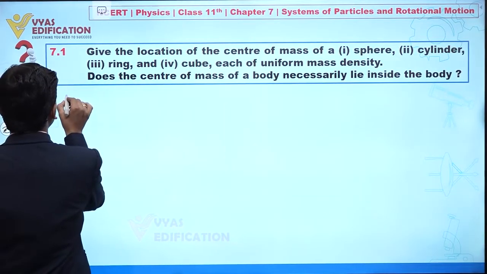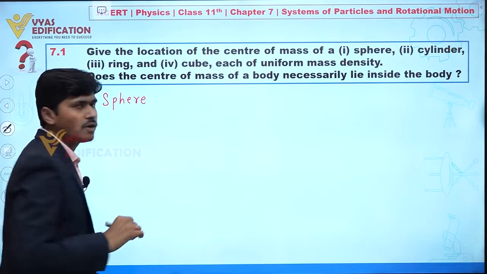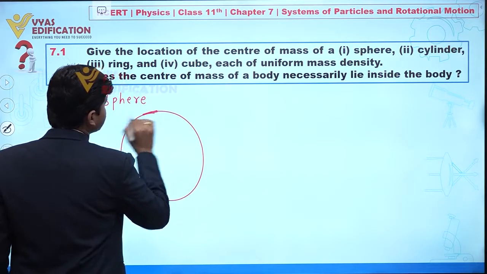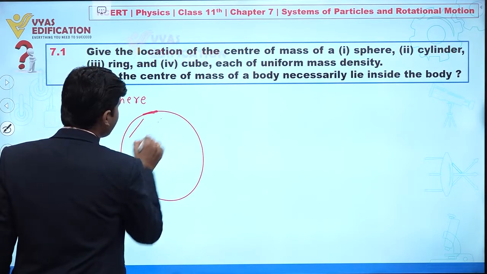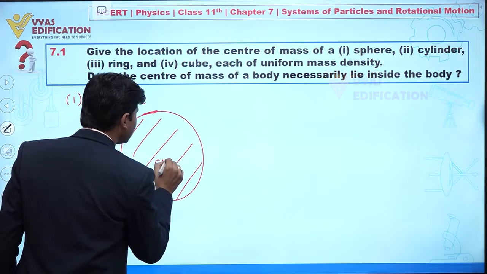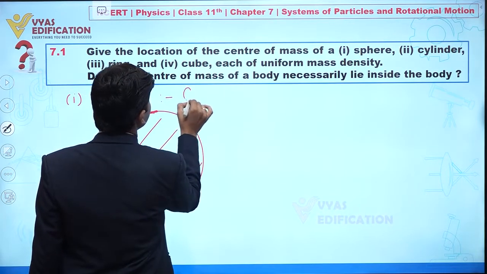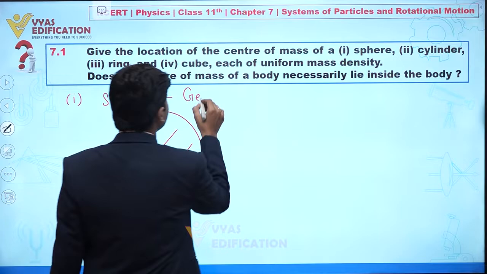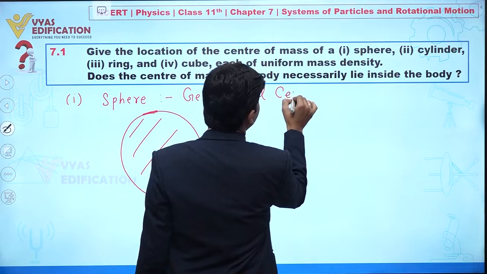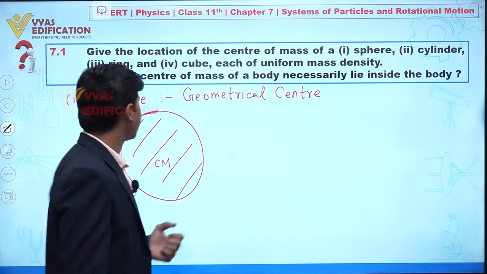First, if I talk about the sphere, let's suppose I am assuming this is a sphere. For this sphere we find the center of mass at its geometrical center. So for a sphere you can say we will find the CM, that is the center of mass, at the geometrical center.